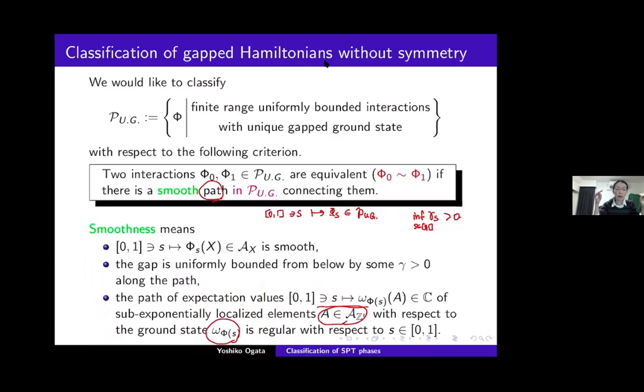a smooth path of uniformly gapped Hamiltonians in a finite system and take the thermodynamic limit, then these three conditions are automatically satisfied. In this sense, at least physically, requiring these three conditions is rather reasonable, I think. So in this talk, when I say smooth, what I have in mind is this.